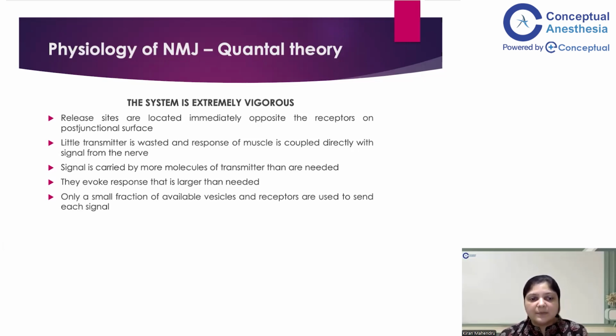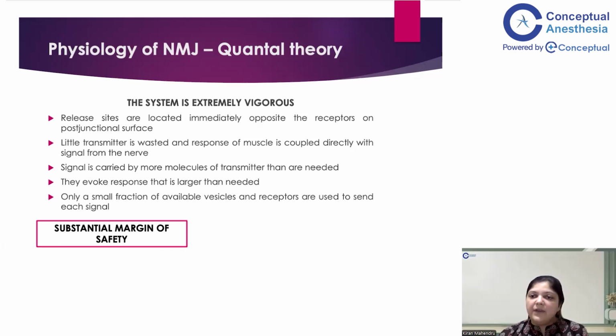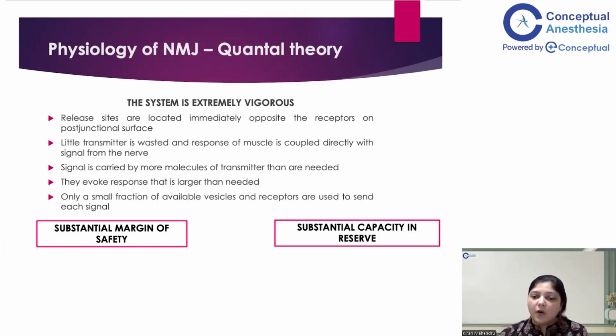So what all this means is that we have a substantial margin of safety when it comes to the neuromuscular junction, as the signal is carried by more molecules than needed, and the evoked response is also larger than needed. And also, there is substantial capacity in reserve for the neuromuscular junction, because only a small fraction of the available vesicles and receptors are used for the muscle contraction.